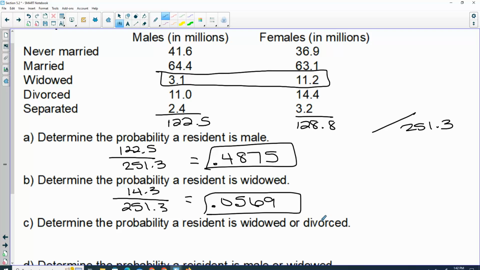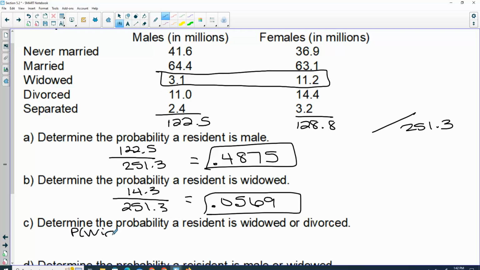Determine the probability a resident is widowed or divorced. Can you be both? Well, I think this is going with most recent marital status. So you could have been married, widowed, remarried, and then got divorced. But this is going with your most recent. So could a person fit in both categories if we're doing that? No. So all we have to do is add them up.